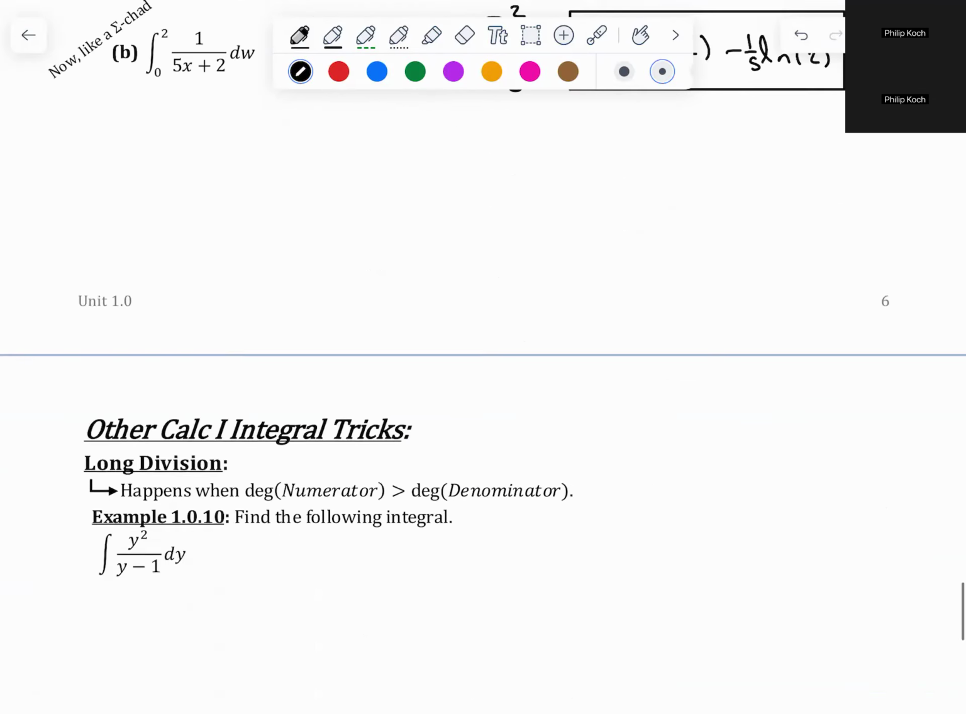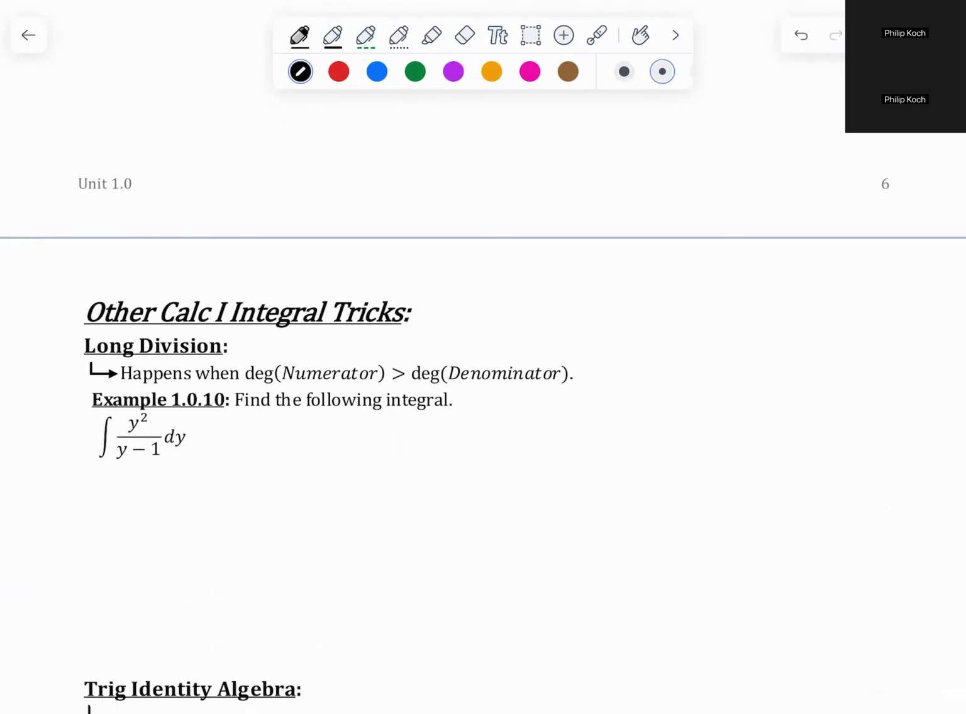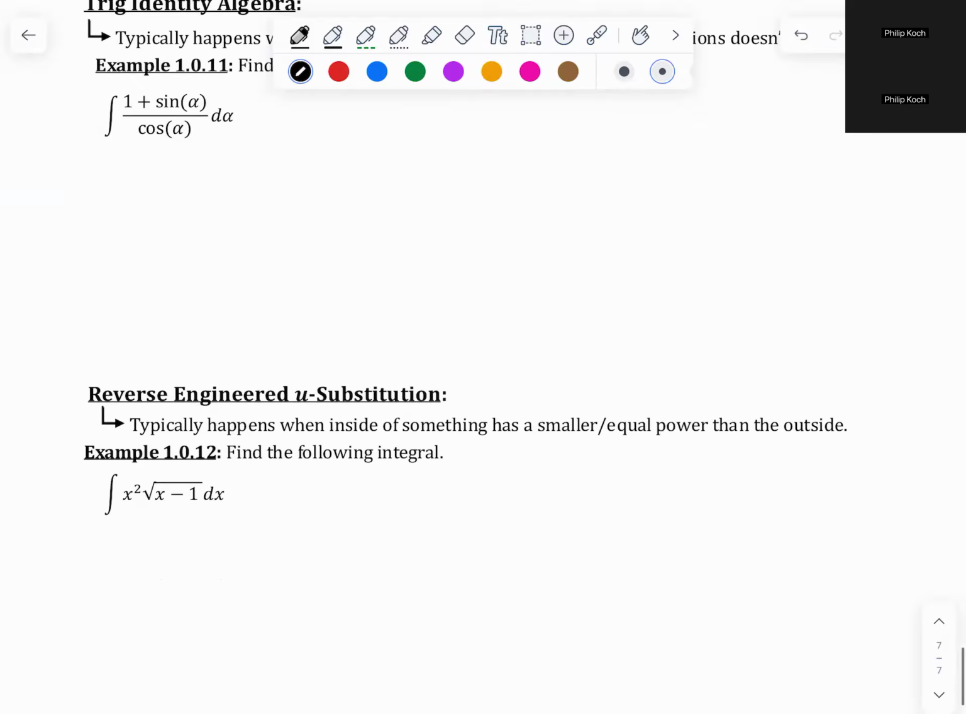All right. Now, we don't talk about this one too often in Calc 1, but it will play a role here. If the degree of your numerator is larger than the degree of your denominator, you can perform long division, because as it stands, that integral is not really feasible. There is a way to do it with the last option, the reverse engineered U substitution, which you'll know what that means if you took my class, but this is what I call it. You'll see in a second.